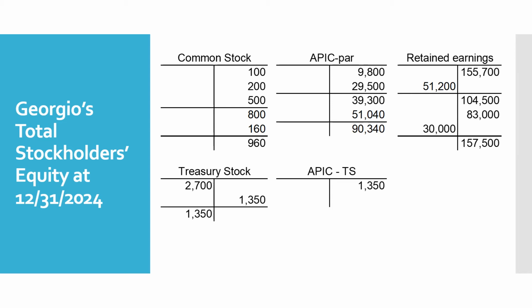The treasury stock account is a contra equity account. It has a debit balance, and when we put together the stockholders' equity section of our balance sheet, we'll be subtracting that out. But the additional paid-in capital in excess of cost for our treasury stock account has a credit balance, and it is the same type of additional paid-in capital account and will be grouped together with additional paid-in capital in excess of par for the common stock.